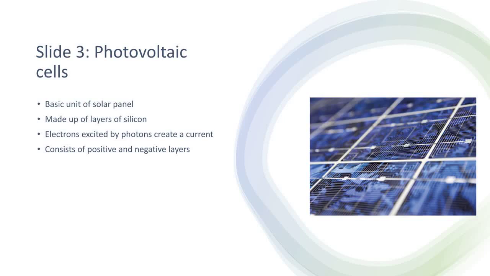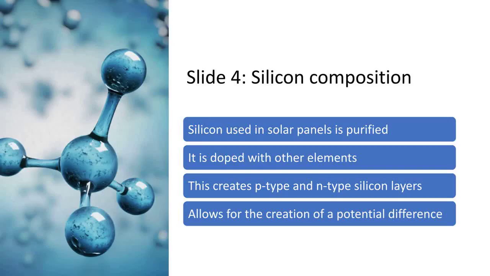In this fourth slide, we will be discussing the composition of silicon used in solar panels. The silicon used in solar panels is highly purified and is doped with other elements such as boron and phosphorus. This process creates two different types of silicon layers, p-type and n-type. The p-type layer has fewer electrons, while the n-type layer has more electrons.